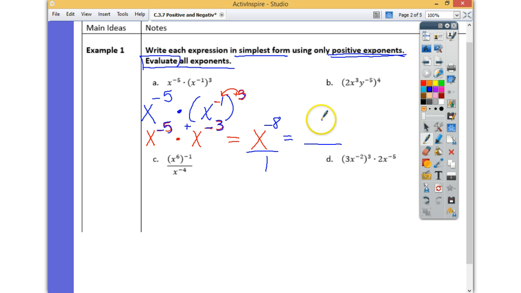1. That one moves because it's got a negative attitude. We'll have none of that. X to the 8th power. 1 over x to the 8th power is your final answer.